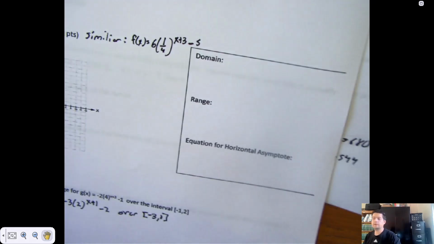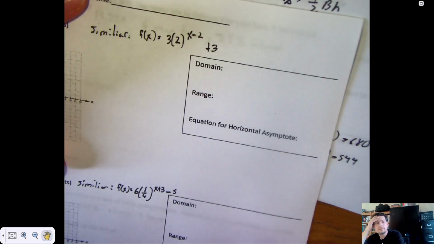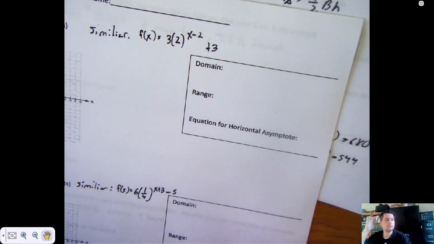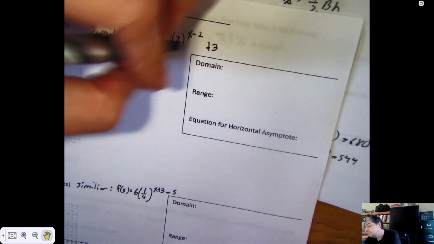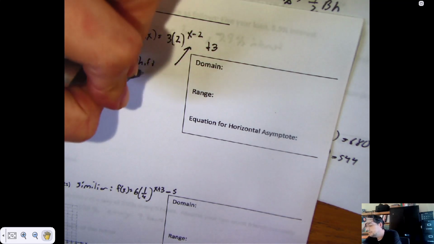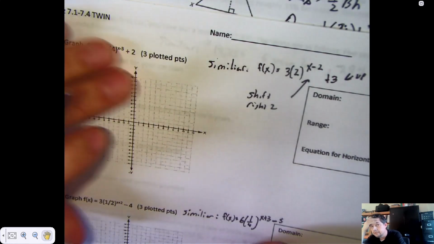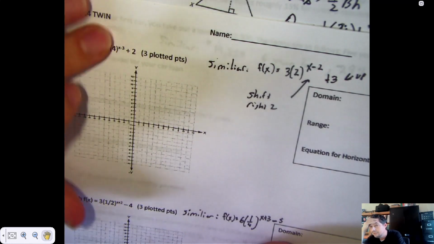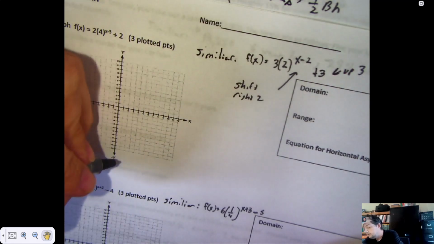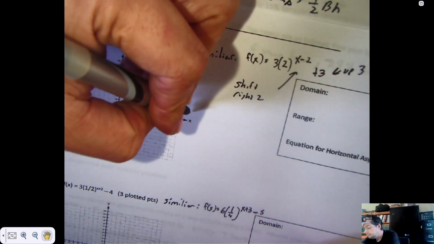All right, so here are the similar questions for your twin for 7.1 through 7.4. So the similar question here is, sorry about the interruption there, 3 times 2 raised to the x minus 2 plus 3. This is a shift, not left, right 2, and that's an up 3. So you're going to have to go over there and compare and contrast that with this equation, okay? I'm going to shift right 2, and I'm going to draw it in, and I'm going to shift up 3.